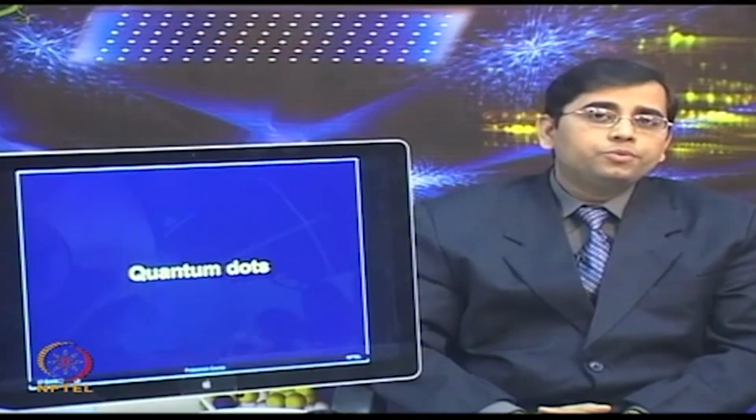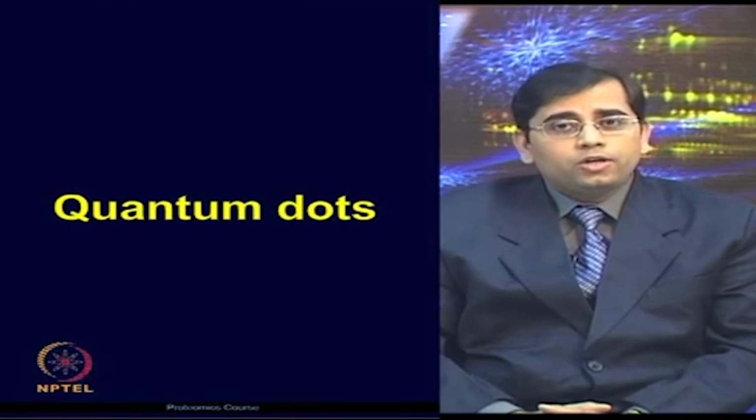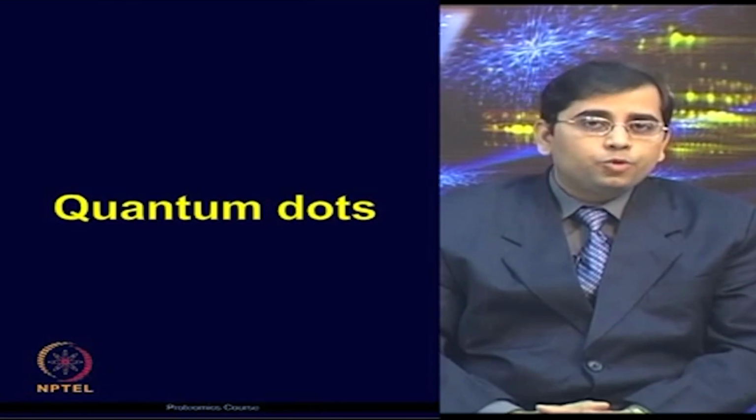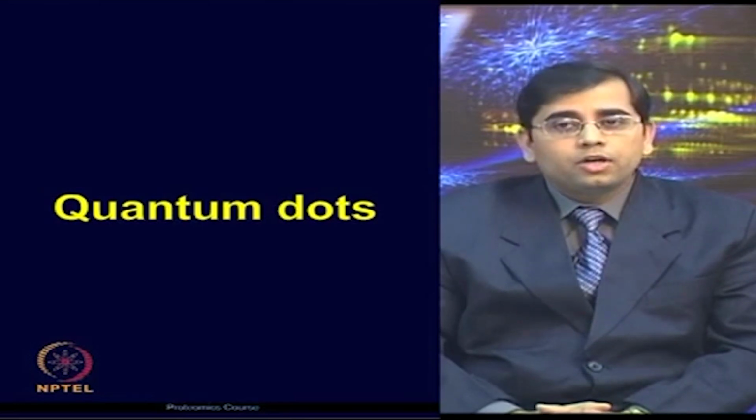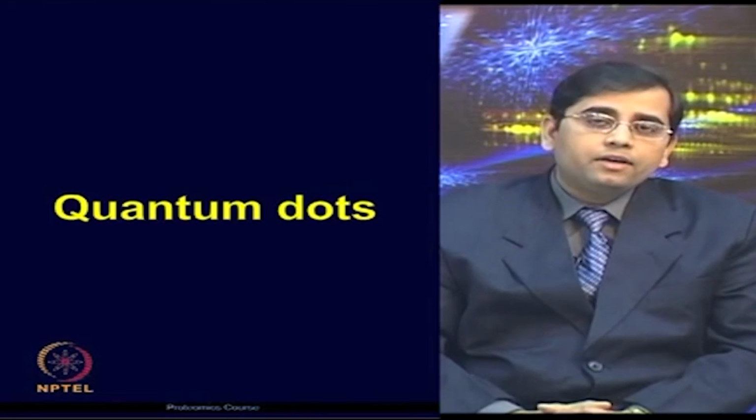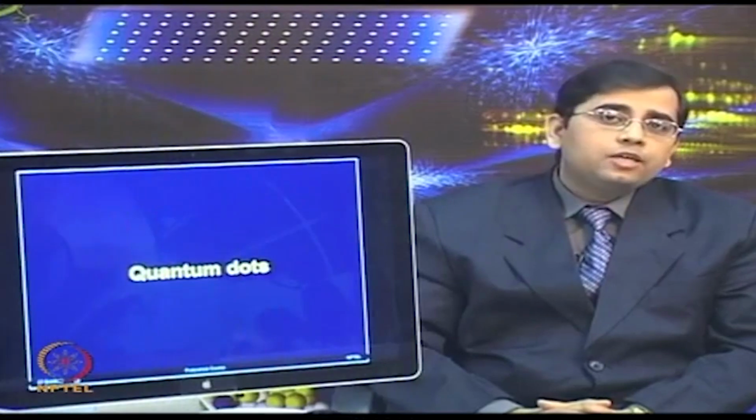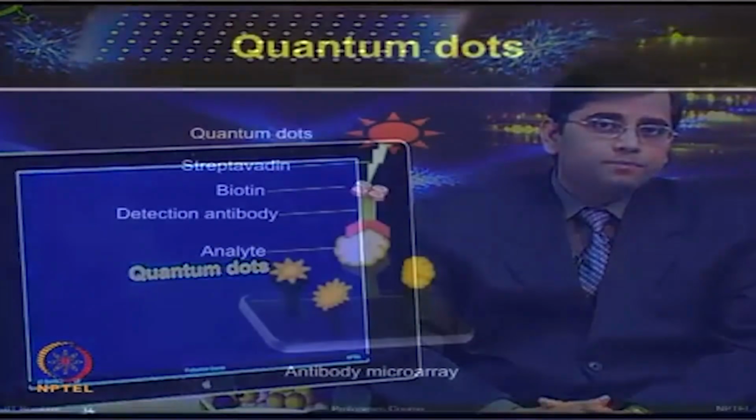Let us now move on to quantum dots. The quantum dots are nanometer sized crystals composed of a semiconductor fluorescent core coated with another semiconductor shell having a large spectral band gap, which has stable light scattering or emitting properties.